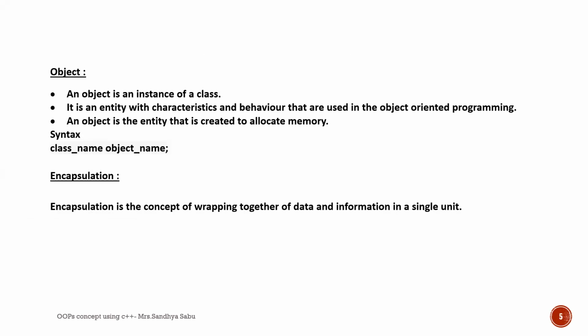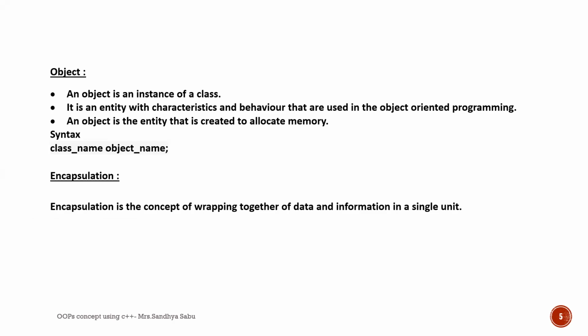Next one is the object. An object is nothing but an instance of a class. With the help of an object, we can access the members inside the class. The class object is what helps us access the things inside the class. Here we will be using data access specifiers like public, private, and protected. With the help of those specifiers only, an object can access the data inside a class.